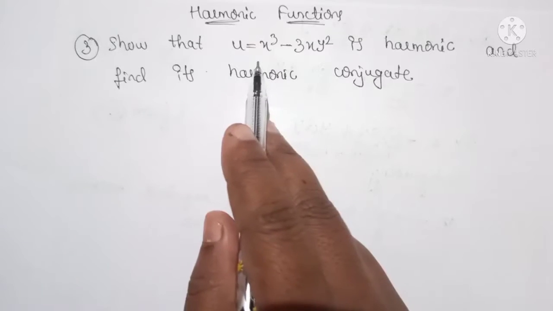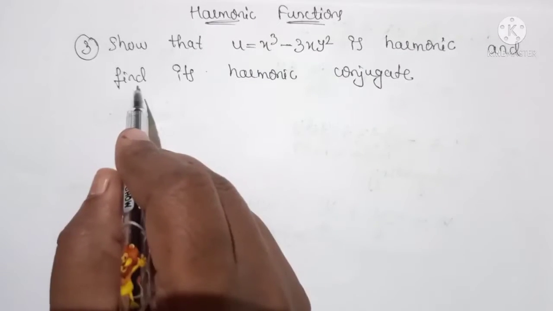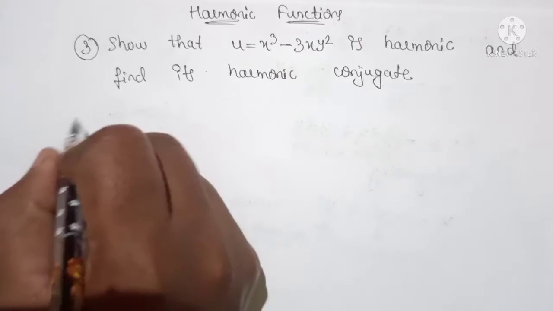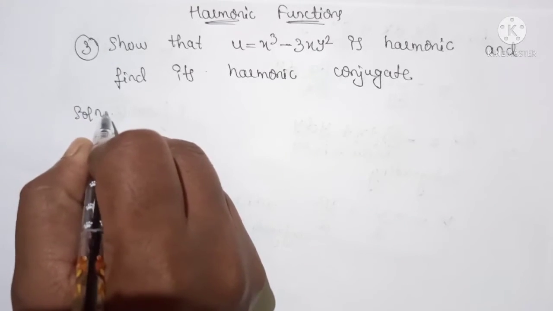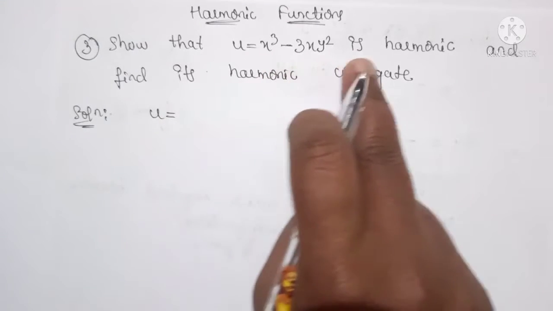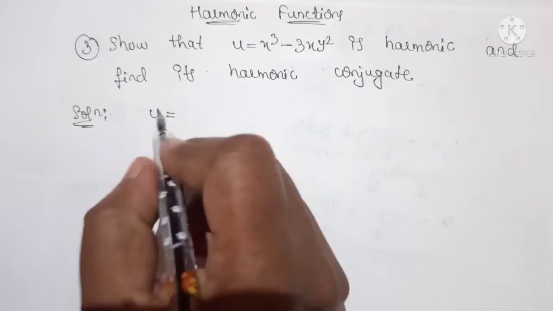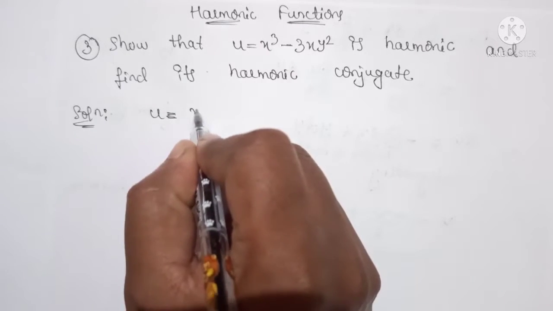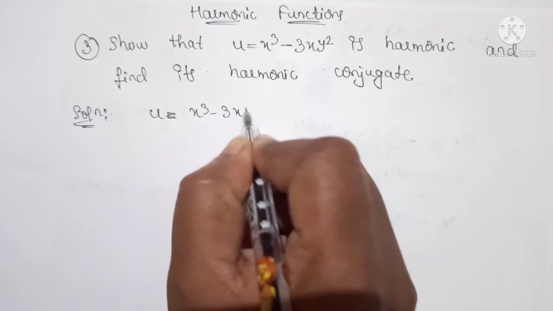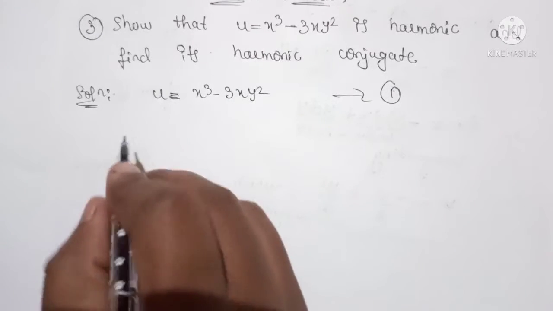Show that u is equal to x cube minus 3xy square is harmonic and find its harmonic conjugate. For this, first we have to show that the given function is harmonic, then we can find the harmonic conjugate of this one. u is equal to x cube minus 3xy square. Let us consider this function as equation 1.